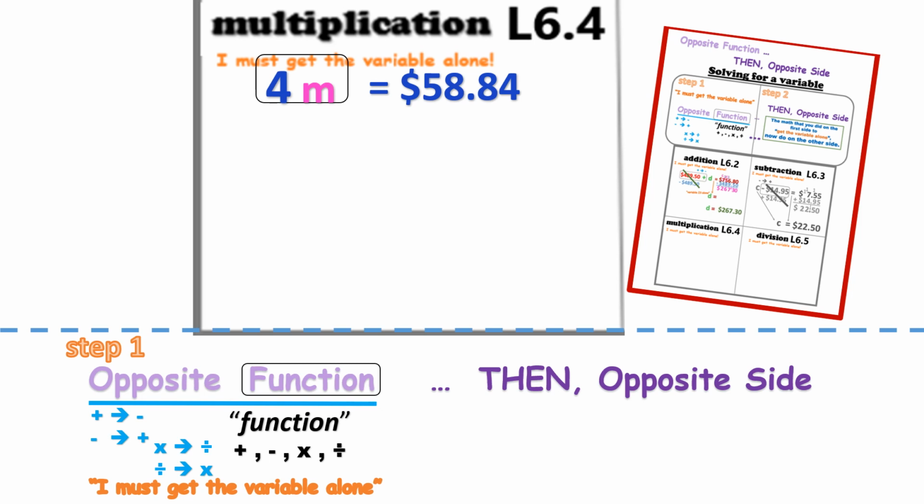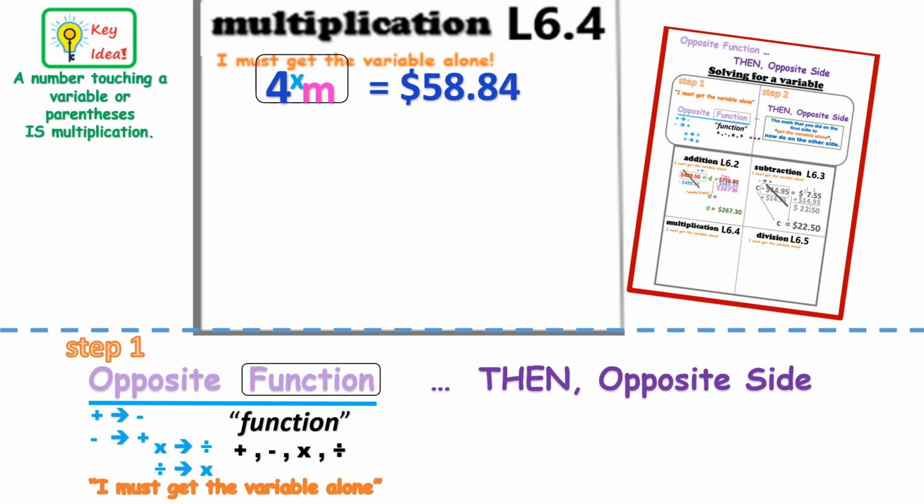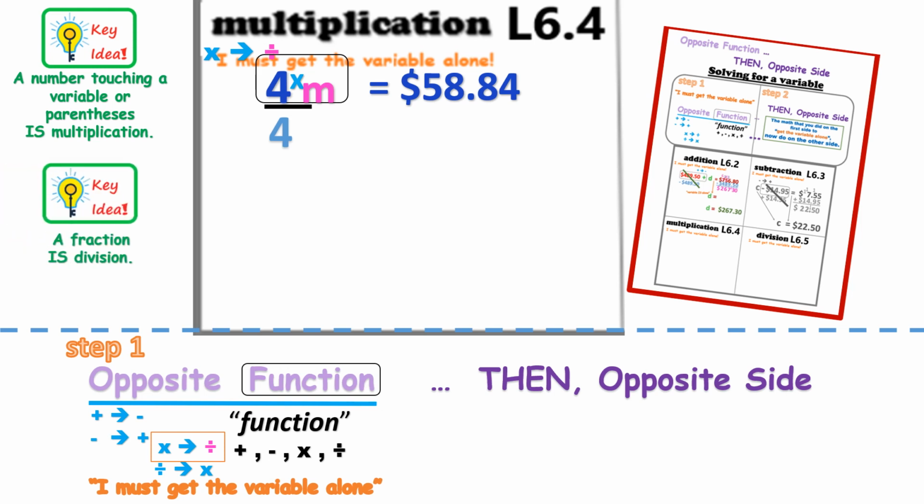We have to remember that a coefficient touching a variable, a number touching a variable, a number touching a parentheses means multiplication. That's the key idea in sixth grade math and moving forward in your life in mathematics. So if I know that I'm multiplying, then the opposite of that is going to be to divide. So I'm going to write it as a fraction. Well, why would I write it as a fraction? Because once again, another key idea of sixth grade and moving forward is that fractions are division.